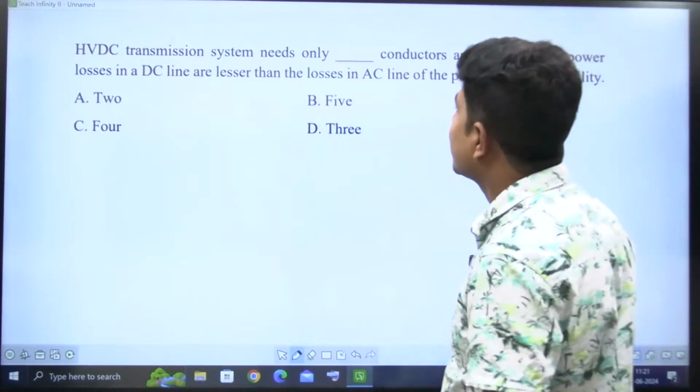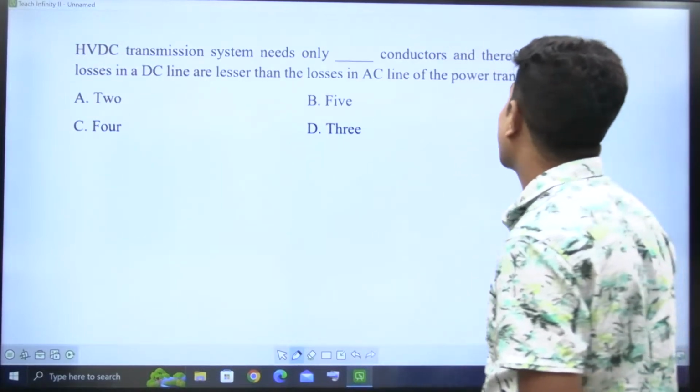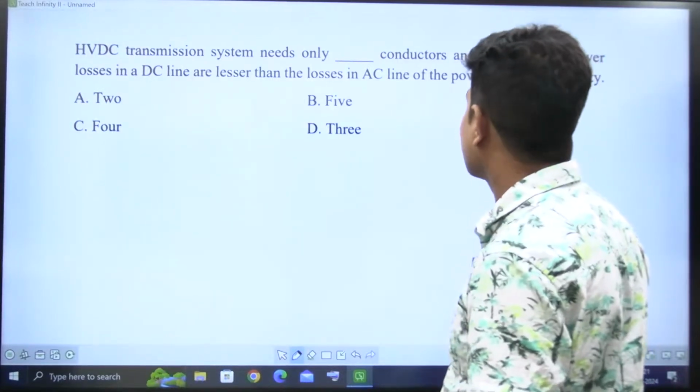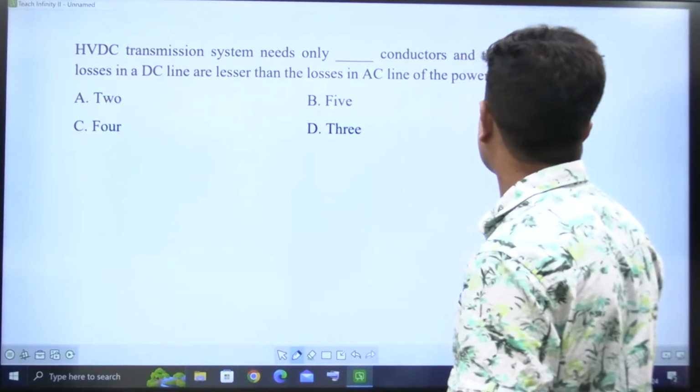Next question. HVDC transmission system needs only two conductors, and therefore the power losses in the DC line are lesser than the losses in the AC line for the same power transfer capability.